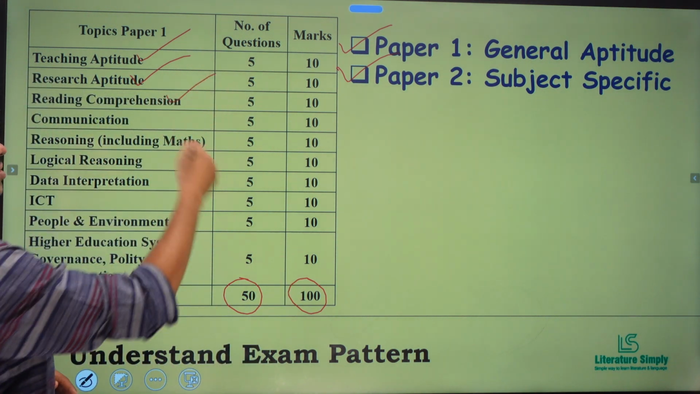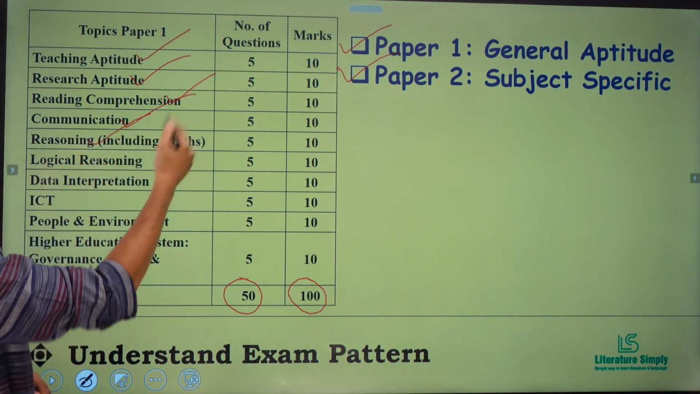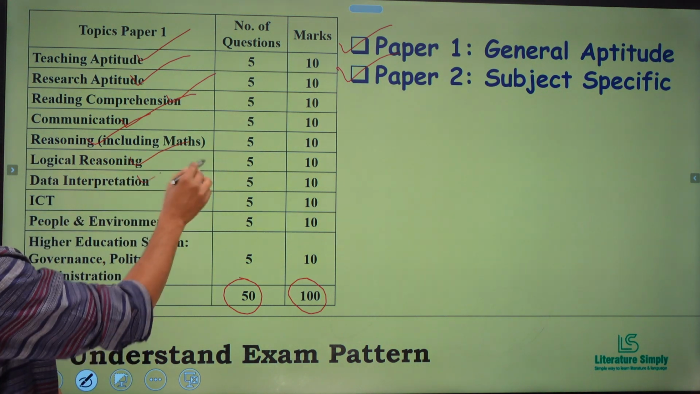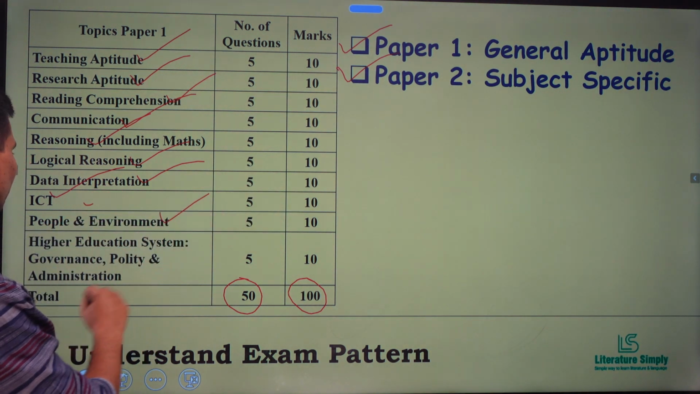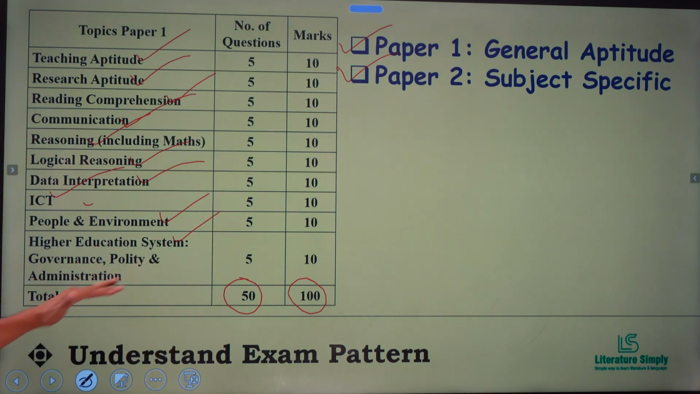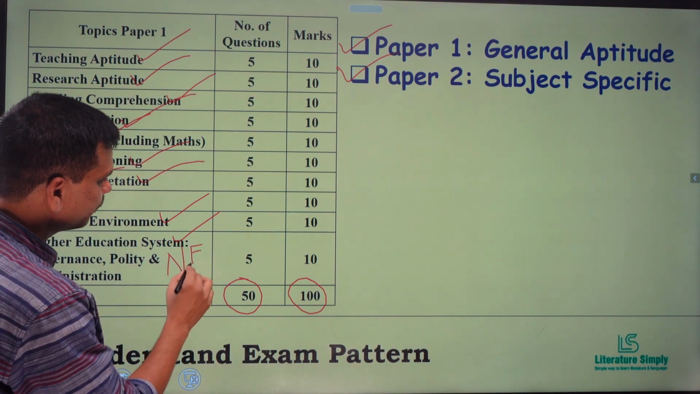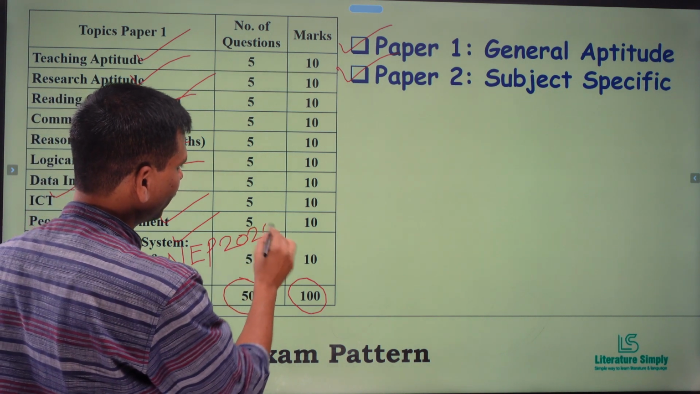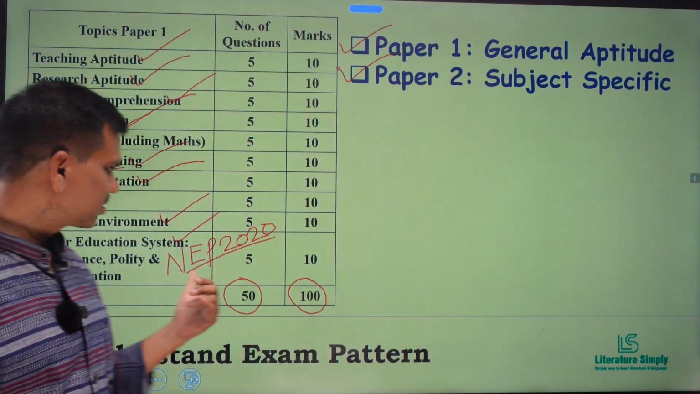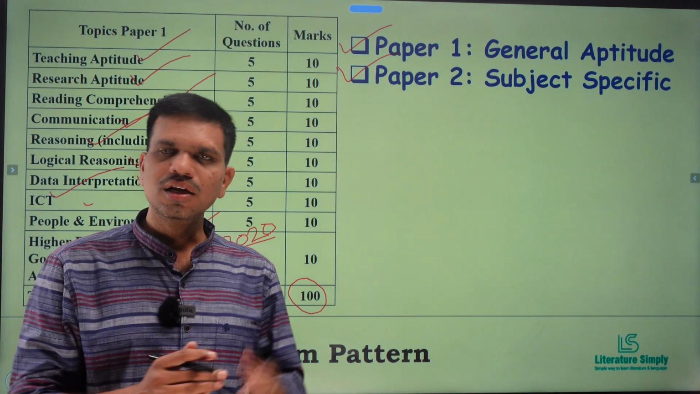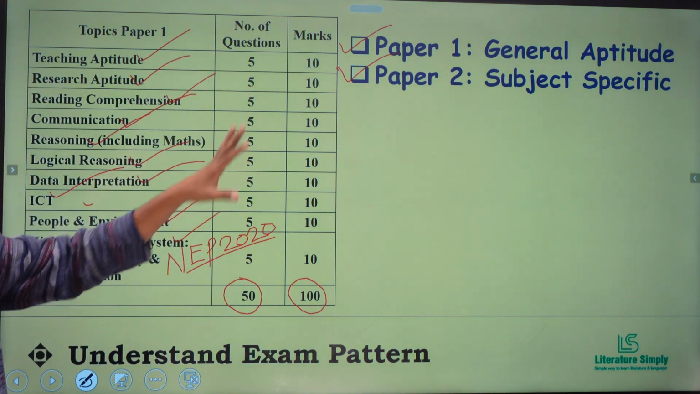Next you have reading comprehension, which is a test because it is a general paper. Then communication, there are also questions on communication. Then reasoning, which also has maths. Then logical reasoning, data interpretation, and information communication technology, which also has 5 questions for 10 marks. Then you have people and environment, and then higher education system, governance, polity and administration. Nowadays in this section you can find questions framed on NEP 2020, the National Education Policy 2020. So you have to understand the higher education system in India, where you answer 5 questions for 10 marks. So this is the first paper with general aptitude.